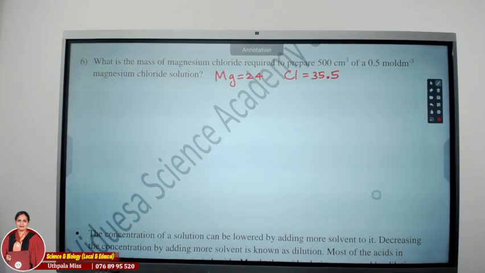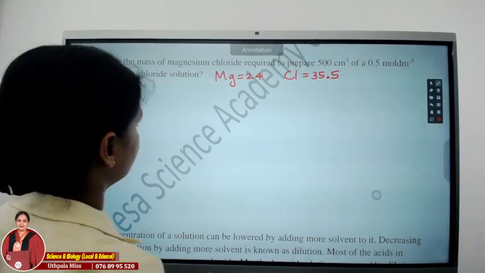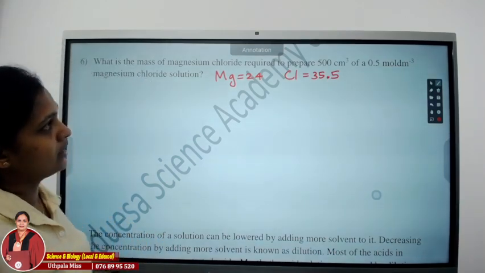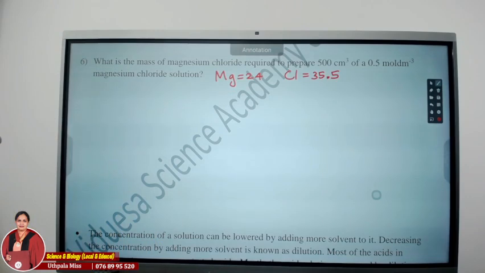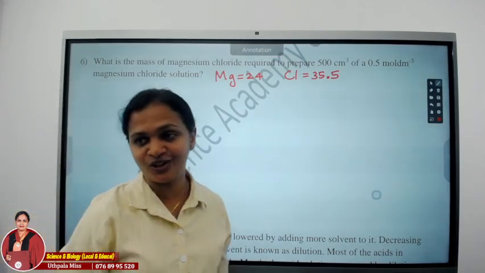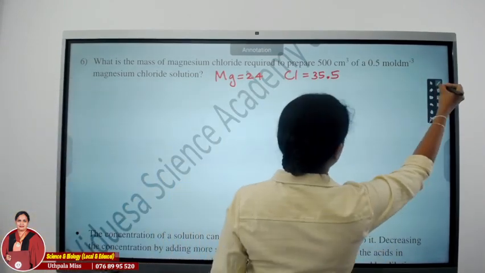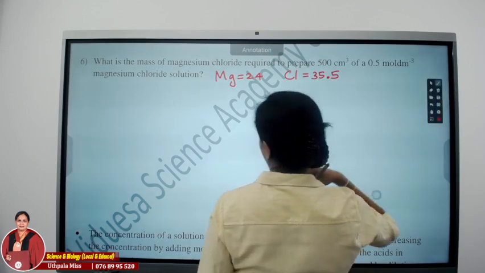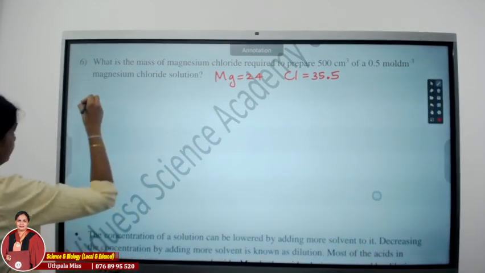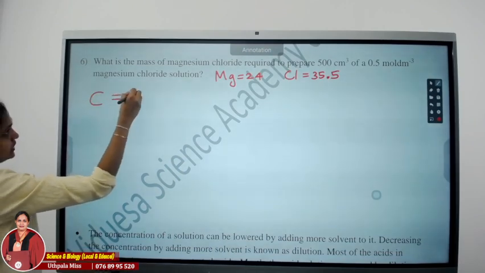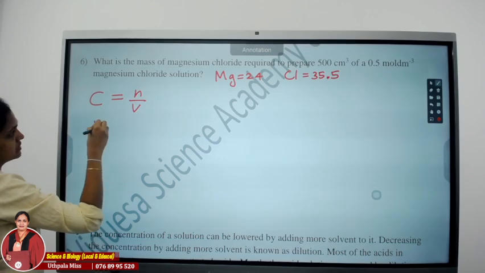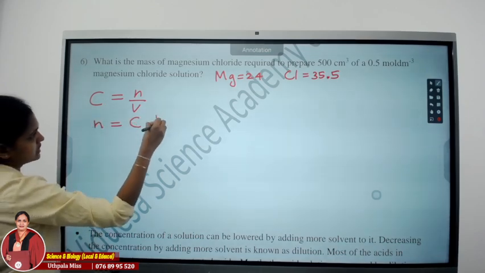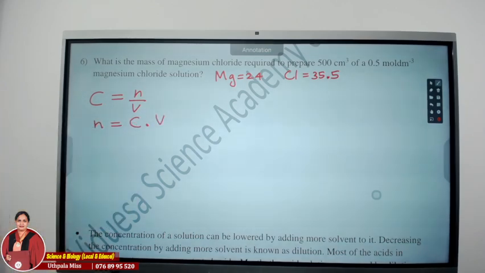So you are asked, what is the mass of magnesium chloride required to prepare 500 cubic centimeters of a 0.5 moles per cubic decimeter magnesium chloride solution. Once again the concentration and volume are given, like in the first few calculations. From the concentration equation, C equals n over V, so the number of moles is equal to concentration multiplied by the volume. Right?